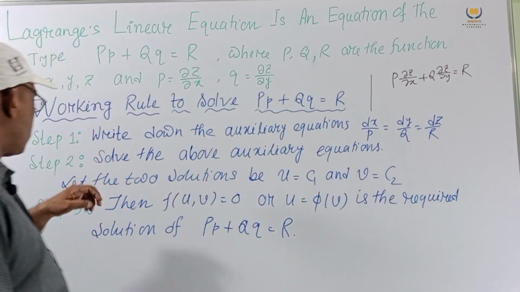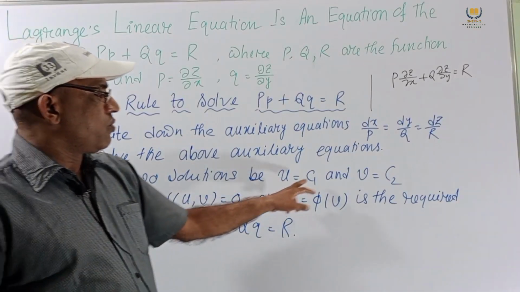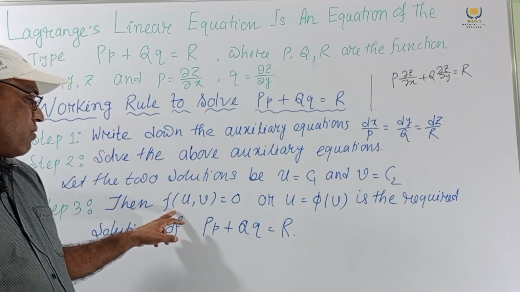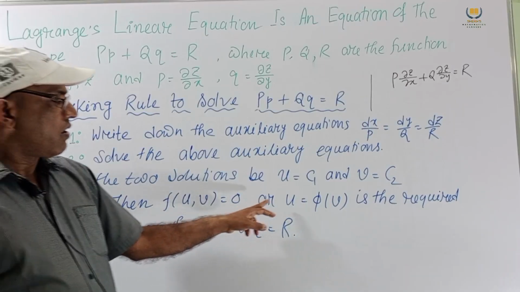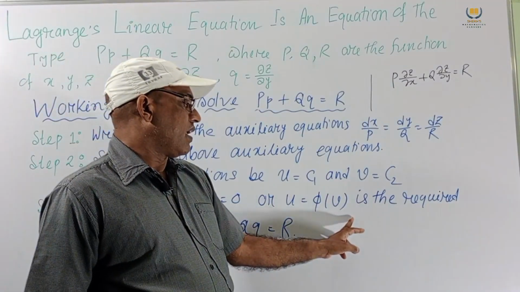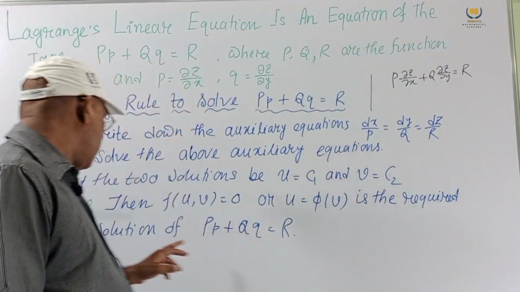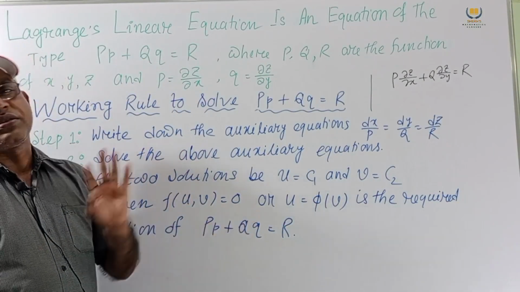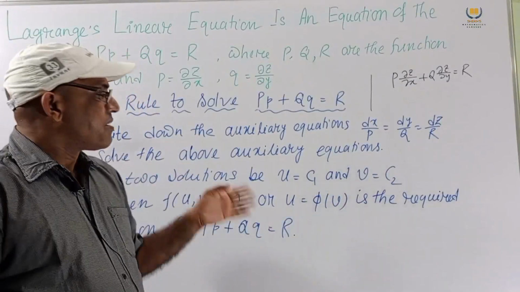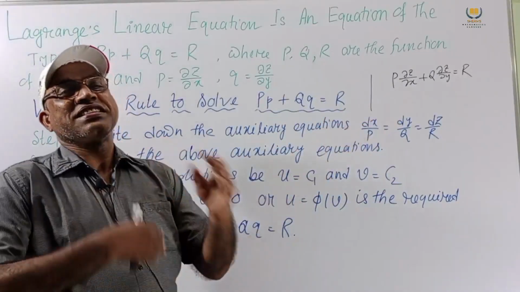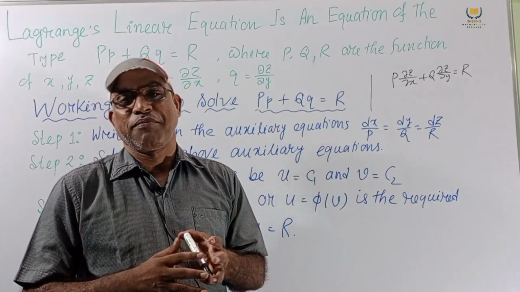Then the required solution will be f(u, v) = 0, or u = φ(v). Either this form or this form is the required solution of Pp + Qq = R. This is our main working rule. By using this working rule, we can easily solve some problems. Very easy, very interesting, and very important also.